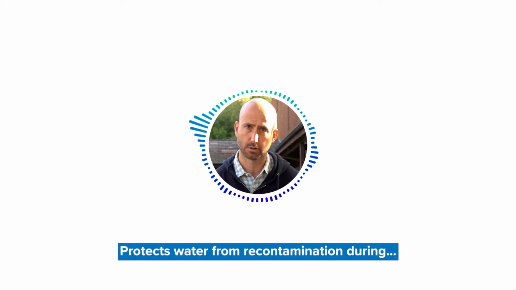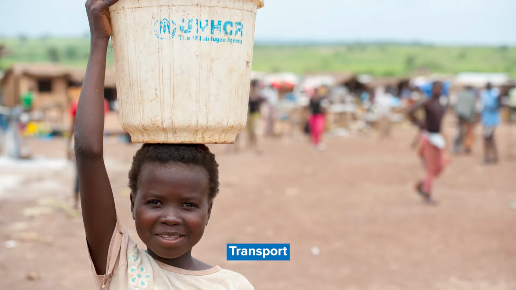This video covers monitoring of free chlorine residual. The presence of free chlorine after treatment suggests that sufficient chlorine was initially added to inactivate bacteria and some viruses that can cause diarrheal disease, and that the water is protected from recontamination, which can occur during the collection, transport, and storage of treated water.